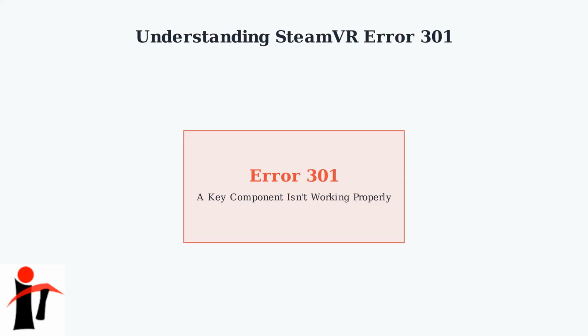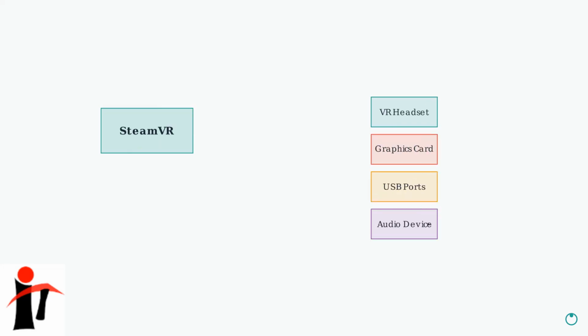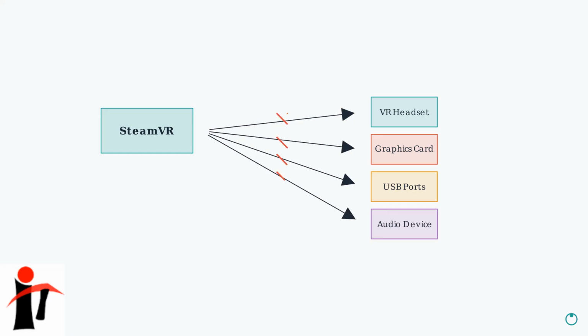SteamVR Error 301 is one of the most frustrating issues VR users encounter. This error displays the message, "A key component isn't working properly," and prevents your VR environment from launching correctly. This error signals a communication breakdown between SteamVR software and essential system components.